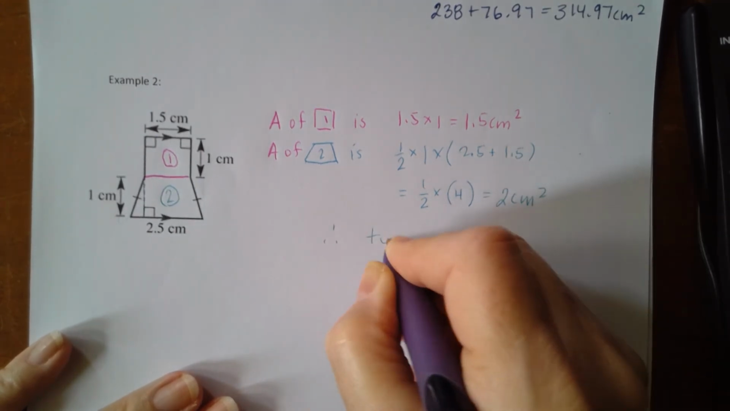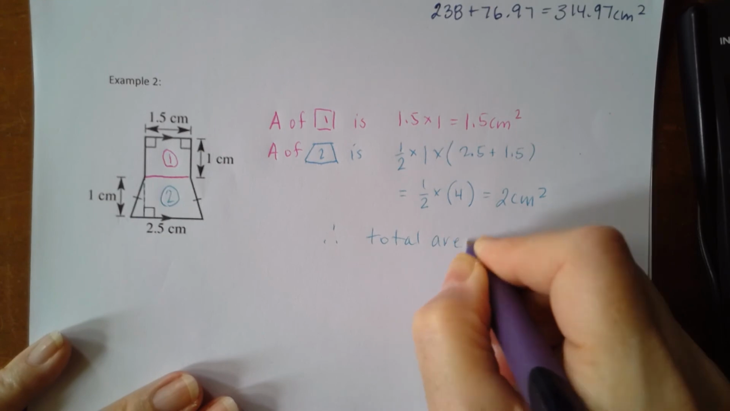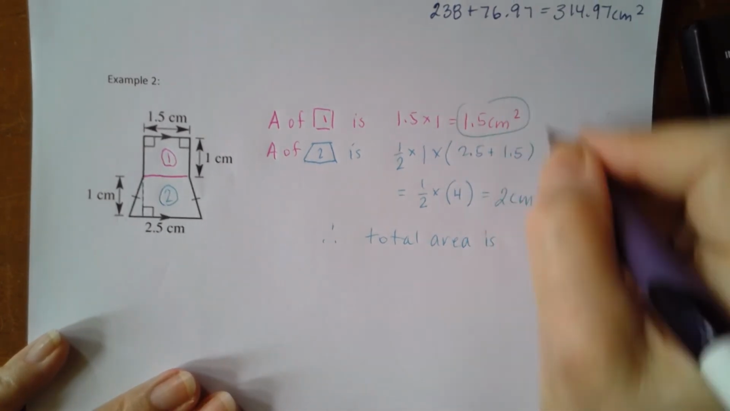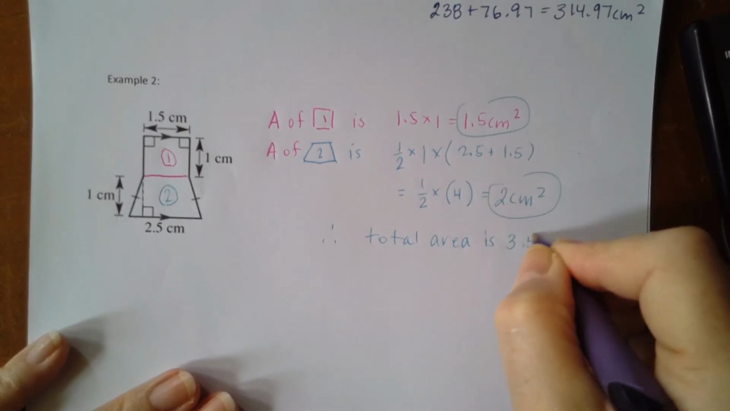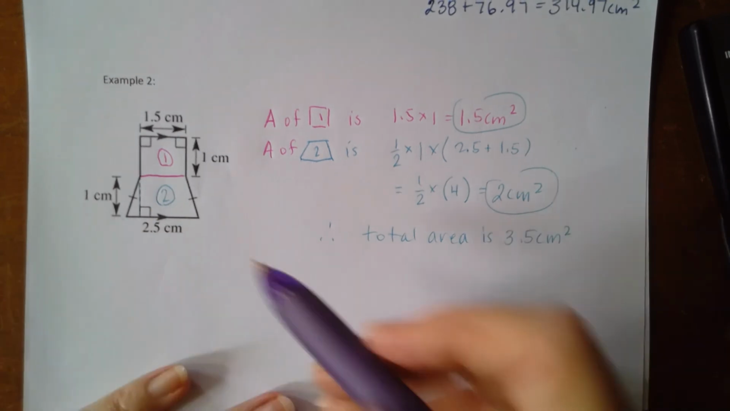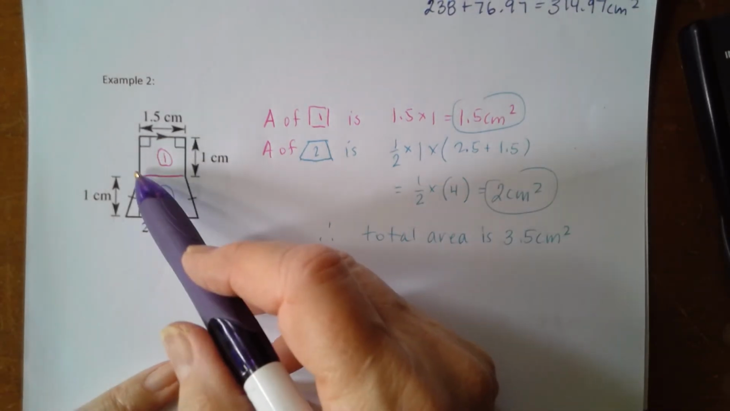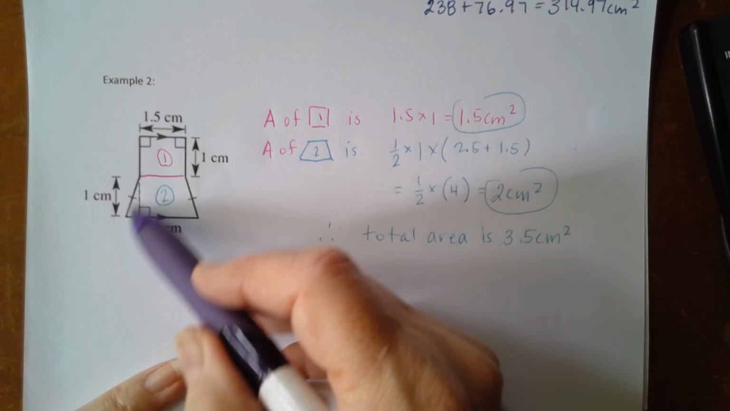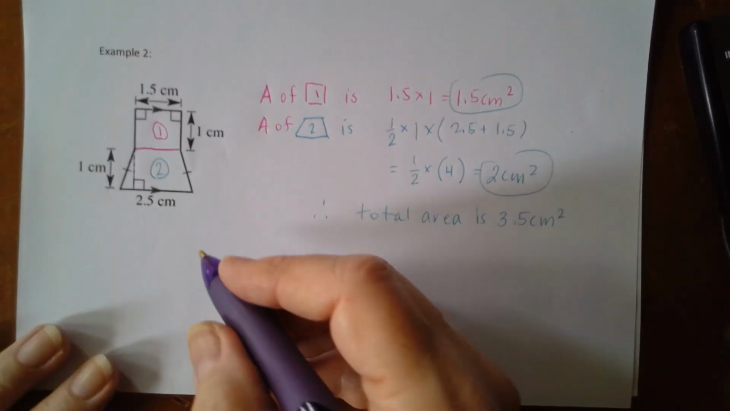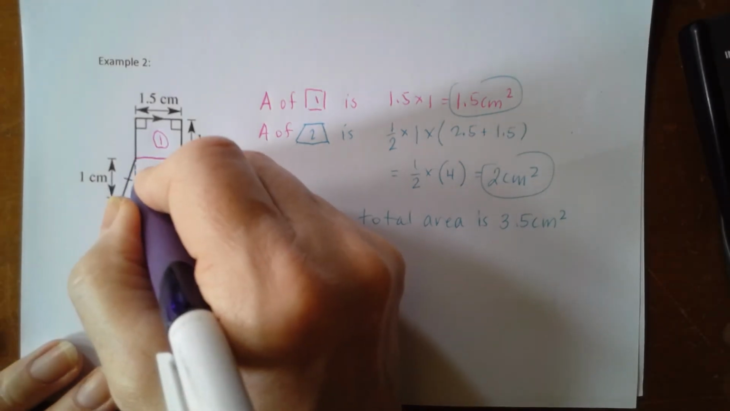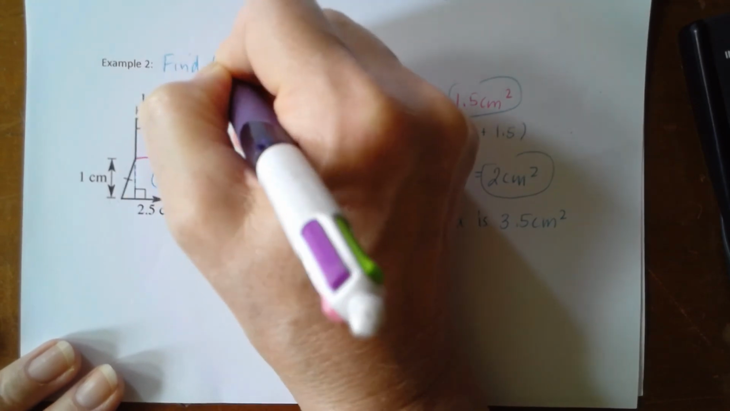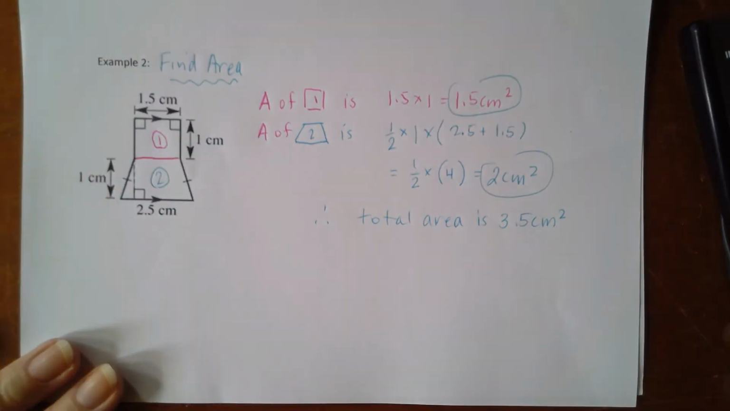Therefore, total area is, this one and that one, so 3.5 centimeters squared. The perimeter on this one's really easy because I just add around. I go 1 plus 1.5 plus 1. Oops, how do I figure that side out? That's tricky, isn't it? I think this one was only area. Let's say just find area. I don't think we need that tricky stuff yet. So we'll just say find area for that one.